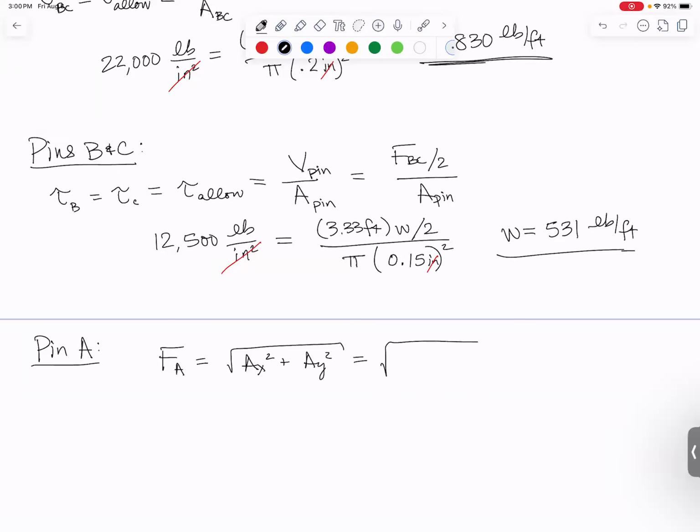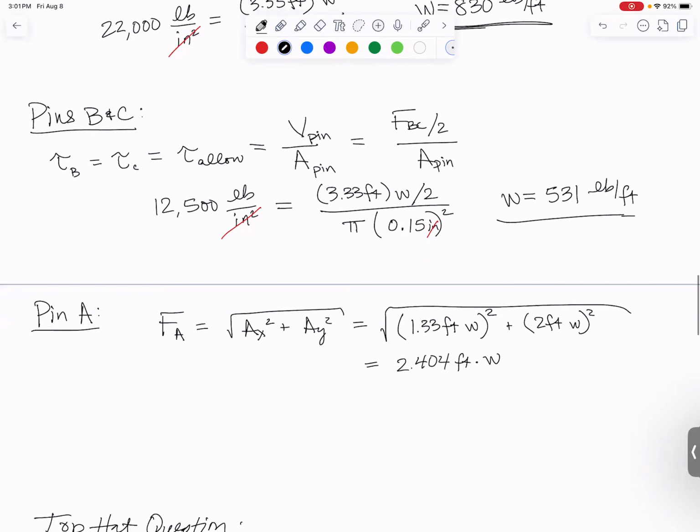Let me write it out. Inside here, I'm going to plug in my 1.33 feet times W, squared, plus 2 feet times W, squared. And when you simplify that, you get 2.404 feet times W. That's the total force at A. So remember, the shear force at A, this one's also in double shear, is going to be FA over 2.